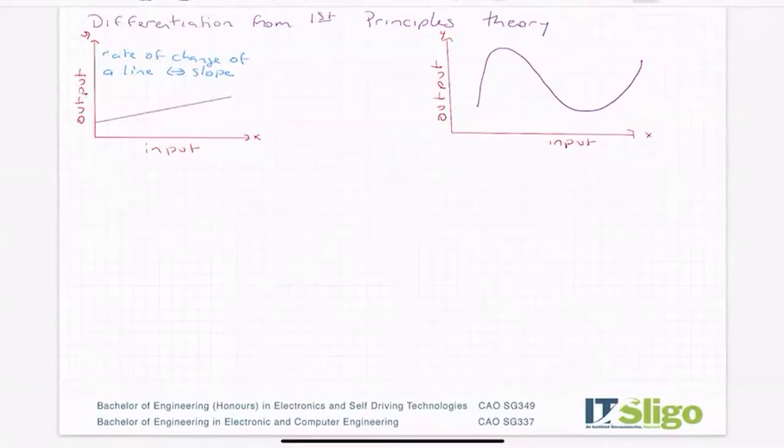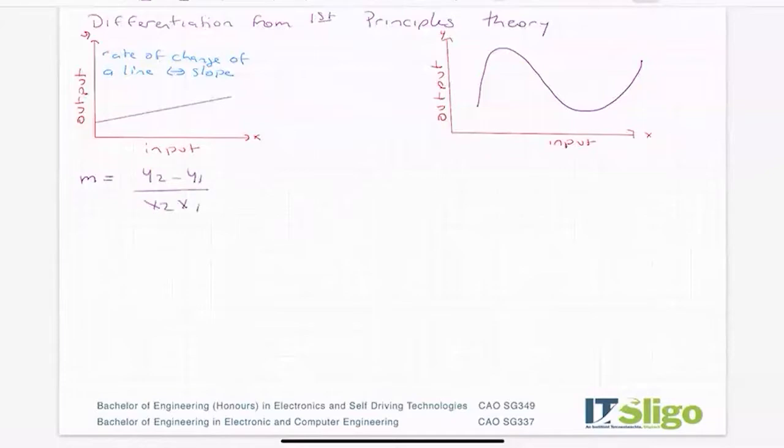Right, so the first thing I want to go through with you is differentiation from first principles. Sometimes this gets done first in calculus, sometimes it gets done towards the end. So calculus is the branch of maths that deals with the slope of a curve. The first one I have here is what you would have done in Junior Cert. It's the rate of change of a line, which we more commonly call the slope. And the formula is y2 minus y1 over x2 minus x1.